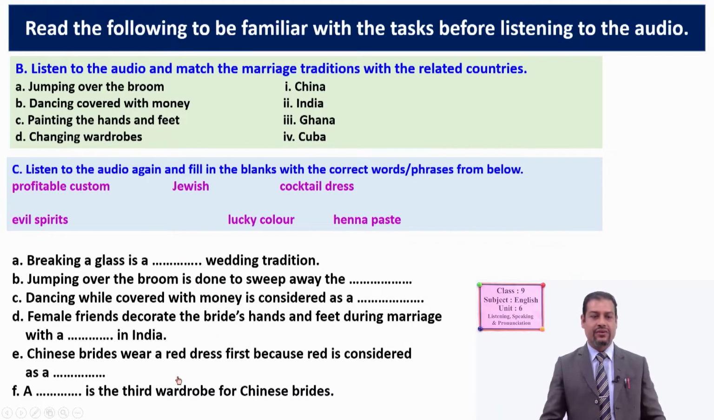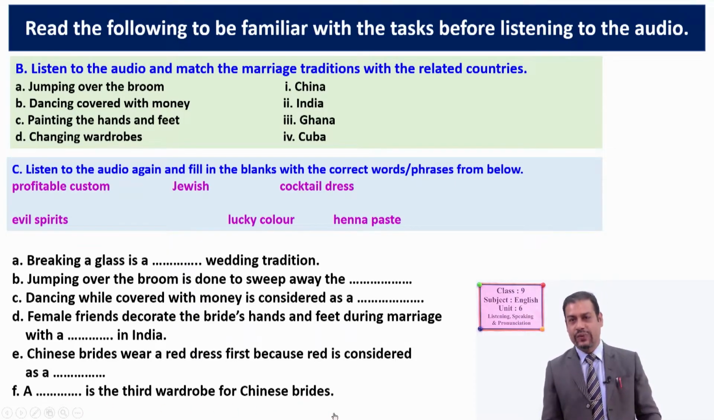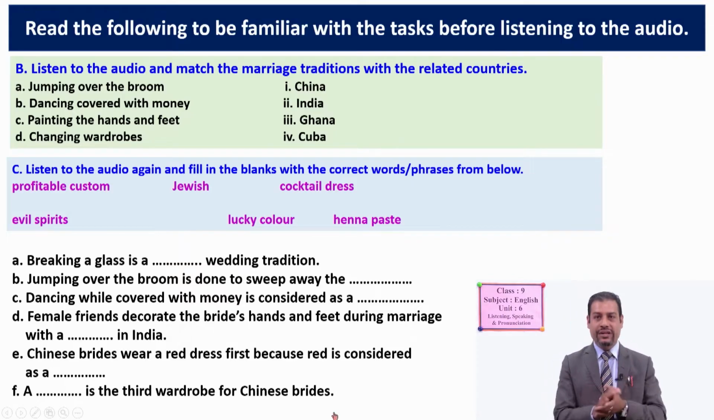Blank space again, you know. Now the last one, F, we have blank space here, ... is the third wardrobe for Chinese brides. Now, are you familiar with these tasks?